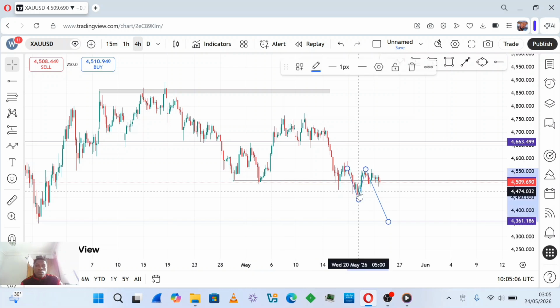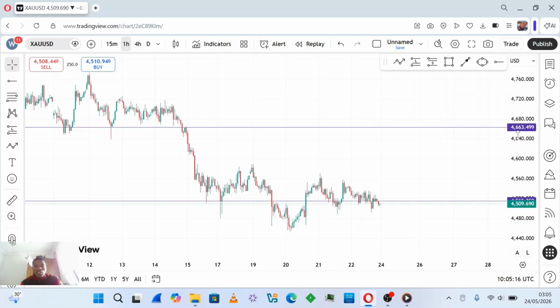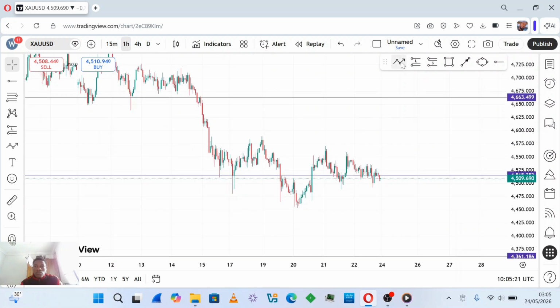You need to go to the 1 hour time frame to be able to see the correction very clear, so that you'll be able to identify when it's finally over. Like I drew in the 4 hours time frame. This is an indication, correction. Look at it here.